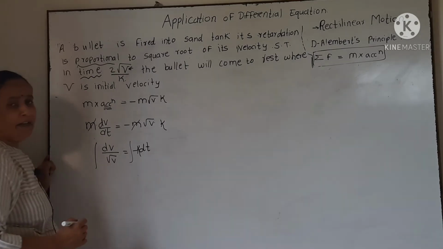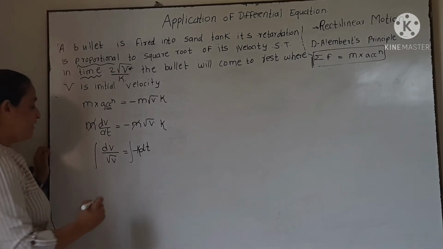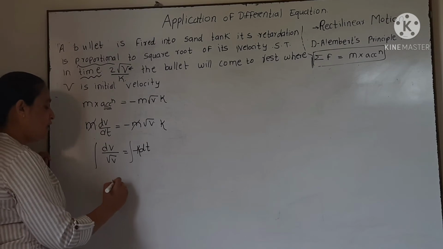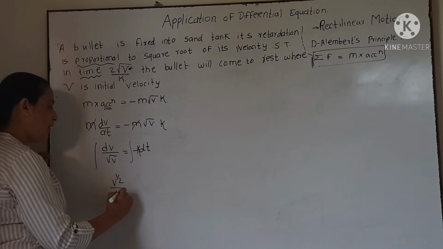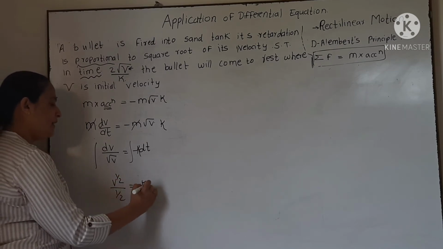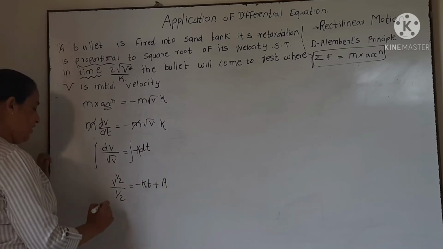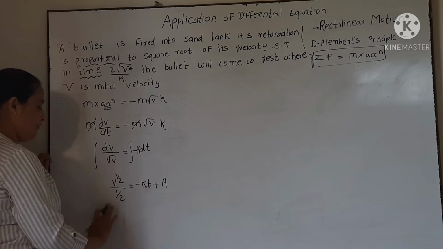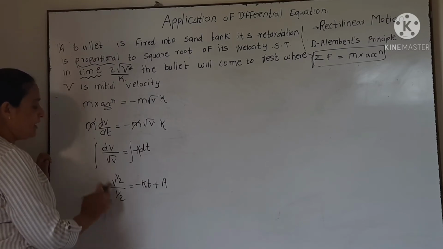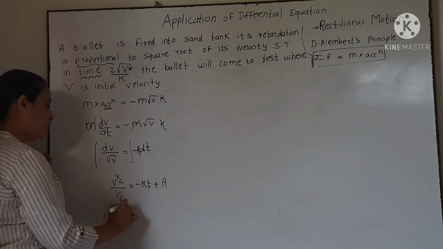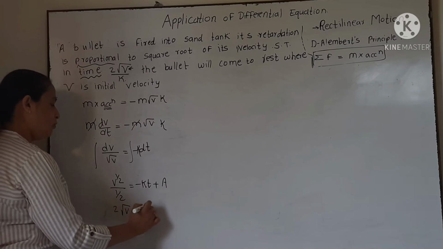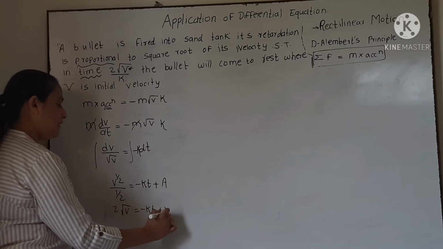1 upon root v, that means v raised to minus half. The integral of v raised to minus half is v raised to half upon half, equal to minus kt plus a constant of integration, say A. So this 2 in the denominator goes to the numerator. So it is 2 root v equal to minus kt plus capital A.